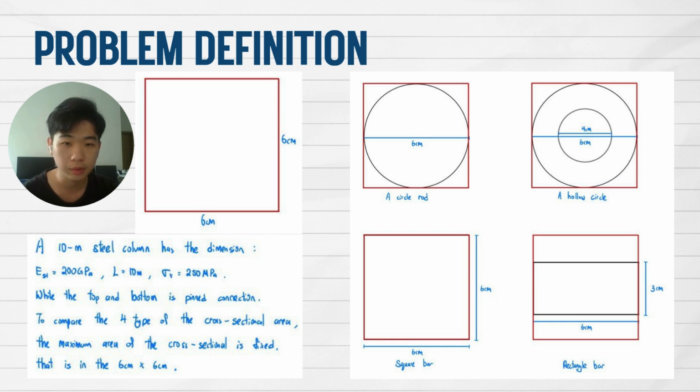The parameter for this study is the different types of steel column, and the variable is the type of cross-sectional area. The four types of cross-sectional area are a solid circle rod, a hollow circle, a square bar, and a rectangle bar.